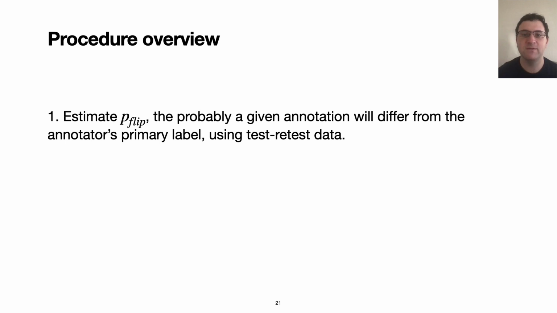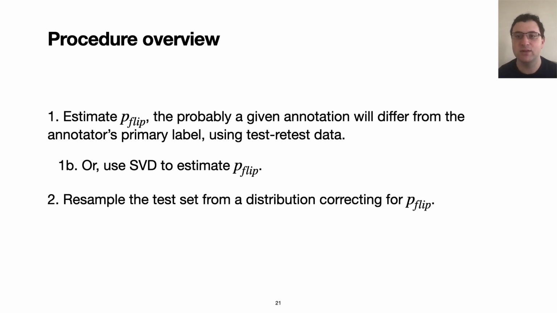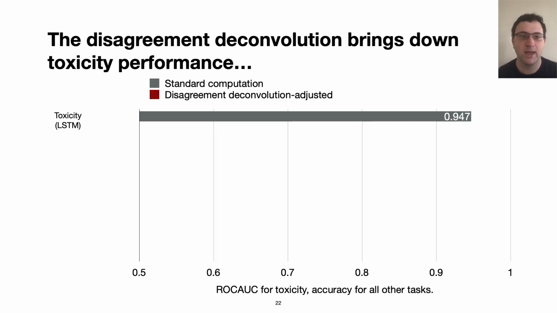Very briefly, here's how that procedure works. First, we estimate p-flip, the probability that a given annotation will differ from an annotator's primary label, using test-retest data. Or if there isn't enough test-retest data, we use SVD to estimate p-flip. Then we resample a new test set from a label distribution, which we find by correcting the observed distribution using p-flip.